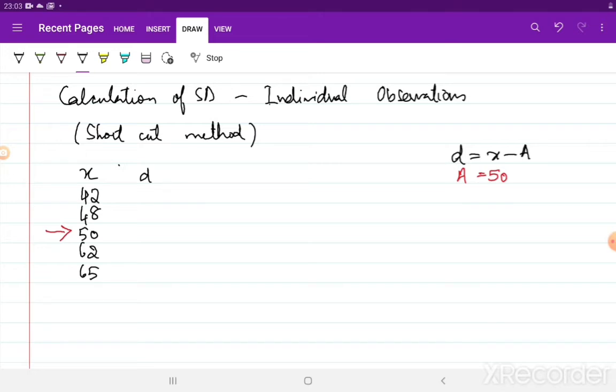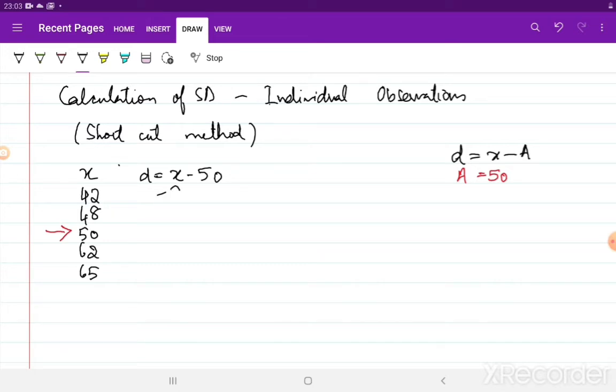You have the freedom to take any of these, or you can even take the arithmetic mean of these 5 observations to be your assumed mean. The only thing is, if I take the arithmetic mean in this case, it might be a decimal, and I don't want to complicate the numbers. So I'm going to write d as equal to x minus 50. Remember, the signs are very important here. You do not ignore them.